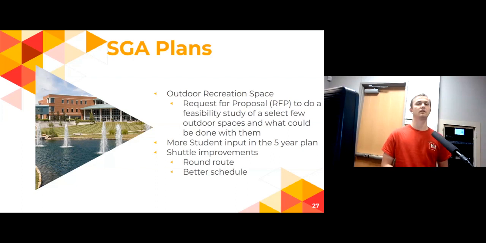So let's say we hypothetically get the outdoor space. Would it be open to the public and the community as well? That I don't know. I talked with the rec center, and they'd be open for any students. I don't know if they would be free to use for the community, but that would be something I could talk to them about.